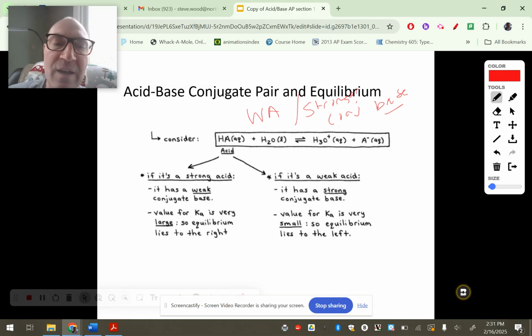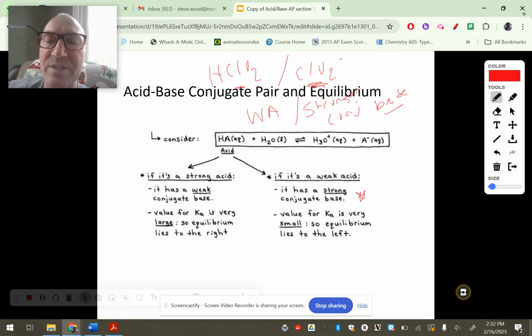For example, a weak acid would be HClO2. It's not a very strong acid, so when it reacts, it's going to form ClO2 minus, and this is the conjugate base. This isn't a very strong acid; it's more basic than it is acidic. So a strong acid has weak conjugate bases, and weak acids have strong conjugate bases. This is kind of important. Then we're going to get into Ka and Kb, but it relates to the net direction.